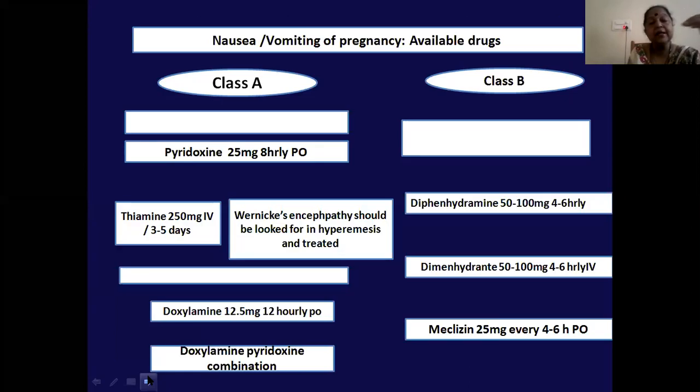And there are class A and class B drugs. We start with pyridoxine 25 milligram 8 hourly and thiamine 250 milligram IV. And along with that, doxylamine 12.5 milligram 12 hourly. So these are the combinations we can use.